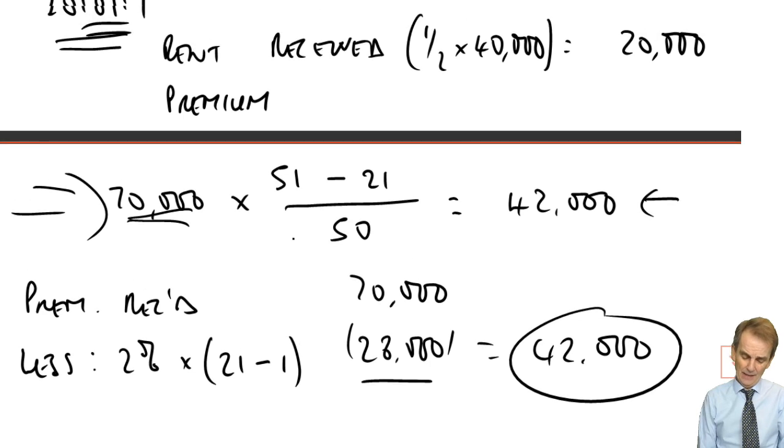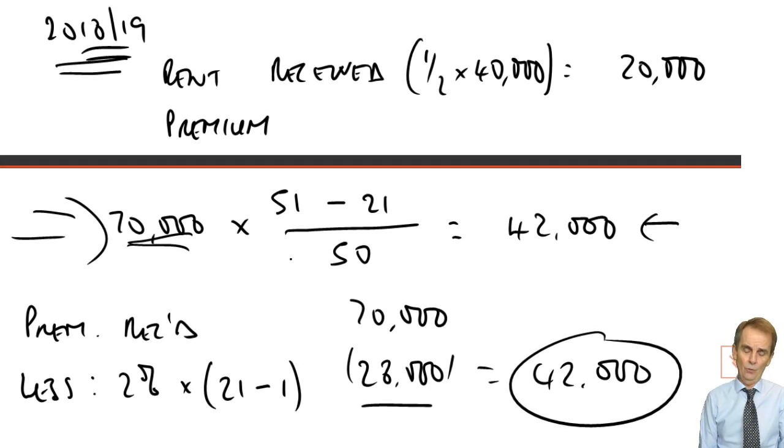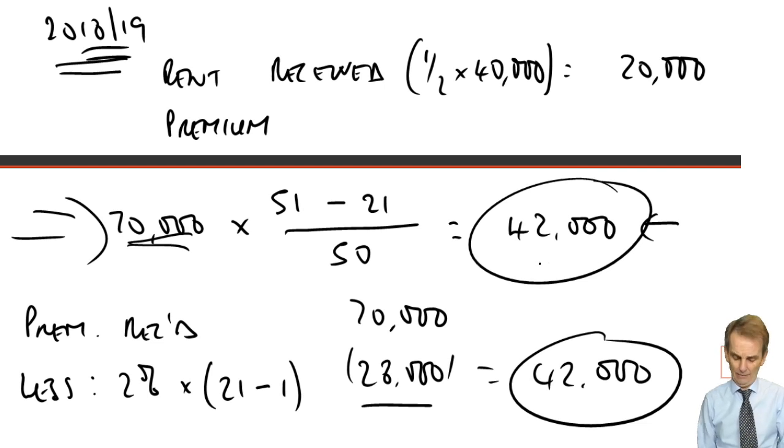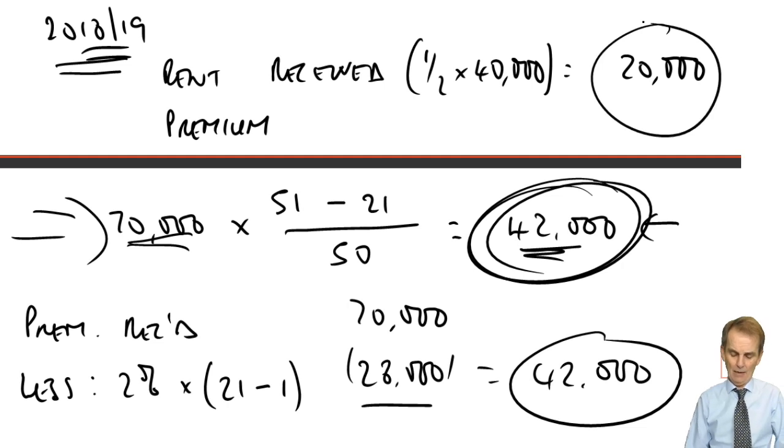Now, again, be careful. If the question has asked for, in 18-19, what is the taxable part of the premium received, that is the £42,000 that we have there. If they want the property income assessment for the 2018-19 tax year, it's both the 42,000 plus the £20,000 of rental income received, a total of £62,000 would therefore be that figure. Okay.